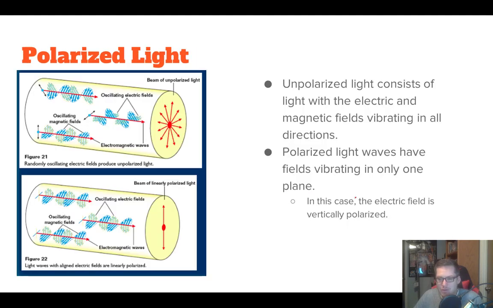Okay, so that's really all I want you to know for color. Now, polarized light. This is super interesting.